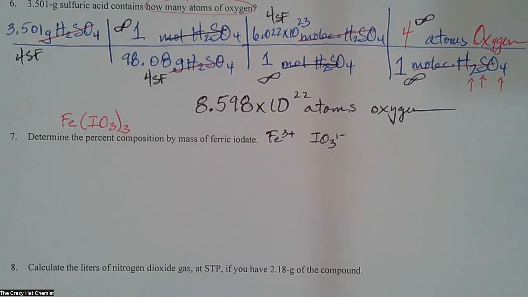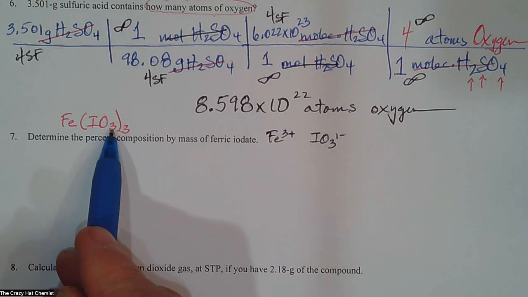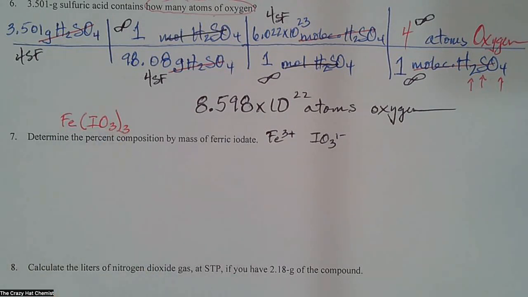Okay. And when we are getting percent composition, we are getting the percent of each element within that formula. So how many irons? 1. How many iodines? 3. How many oxygens? 9. So I'm just going to get 3 percentages. Okay, so in order to complete this problem, what we need to do is get the molar mass of ferric iodate.